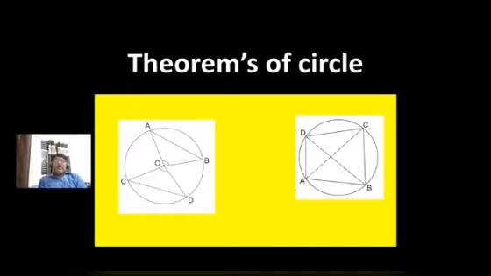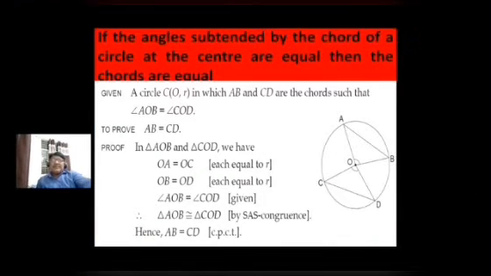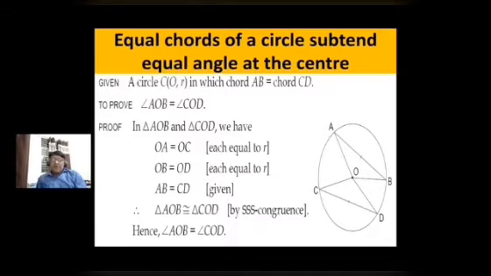Today in this session, we are going to discuss some of the theorems of circle. And the very first theorem is, if in a circle, two chords are equal, then they will subtend equal angle at the center. So, in the given figure, you can see that AB and CD are two equal chords. That's given to you. And you have to prove that the angles subtended by the chord AB and CD are equal. It means that you have to prove angle AOB is equal to COD.